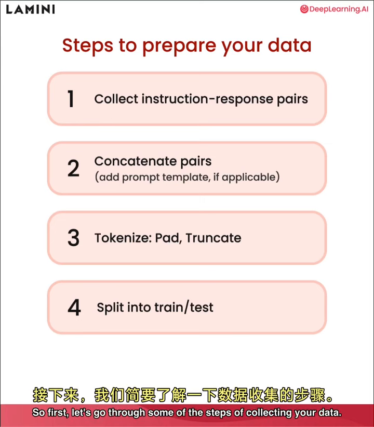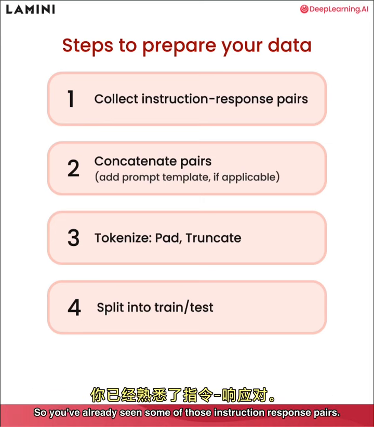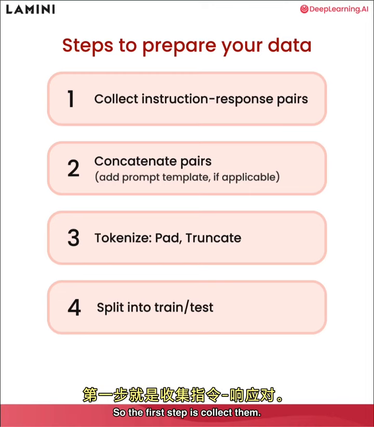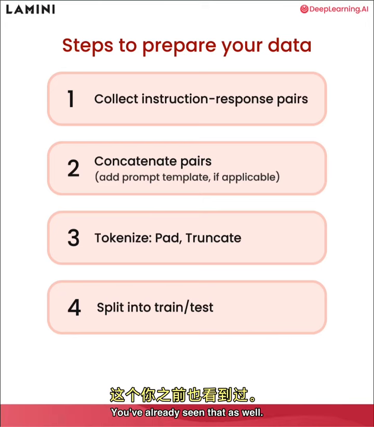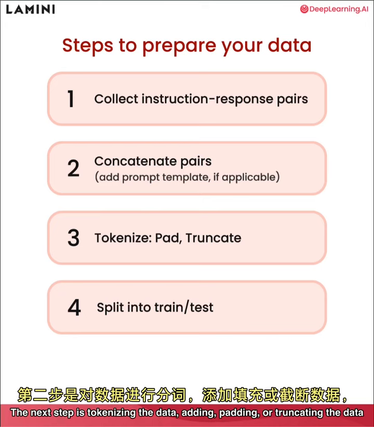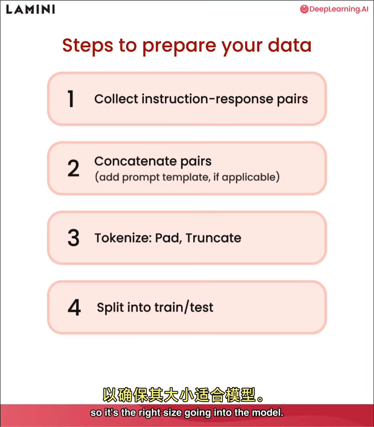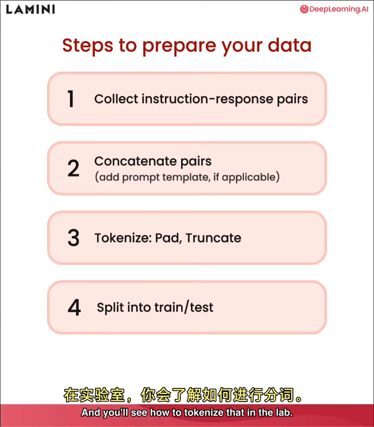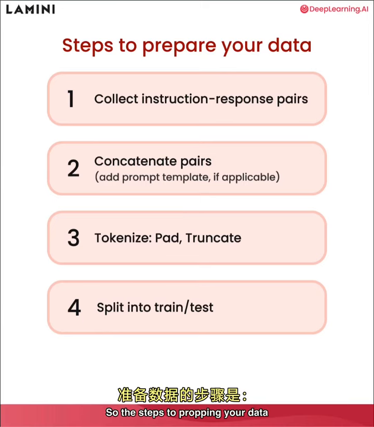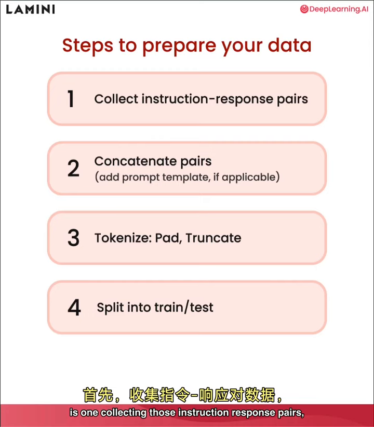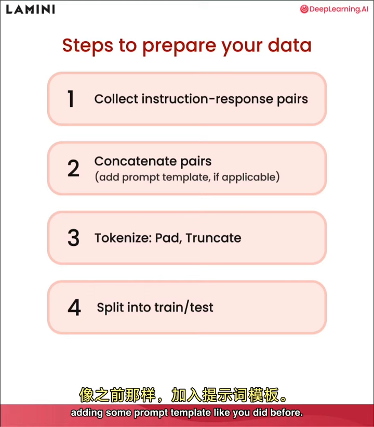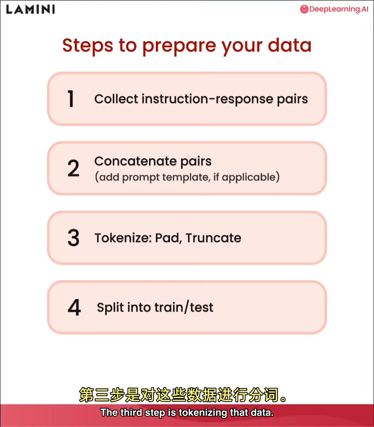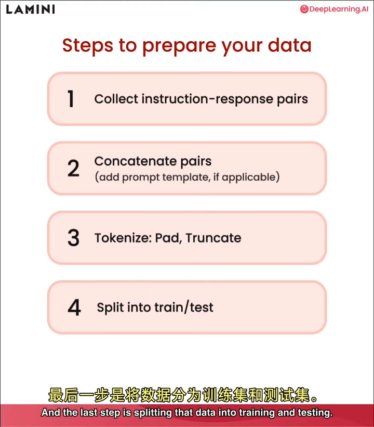So first, let's go through some of the steps of collecting your data. So you've already seen some of those instruction response pairs. So the first step is collect them. The next one is concatenate those pairs or add a prompt template. You've already seen that as well. The next step is tokenizing the data, adding padding or truncating the data so it's the right size going into the model. And you'll see how to tokenize that in the lab. So the steps to prepping your data is one, collecting those instruction response pairs, maybe that's question answer pairs, and then it's concatenating those pairs together or adding some prompt template like you did before. The third step is tokenizing that data, and the last step is splitting that data into training and testing.